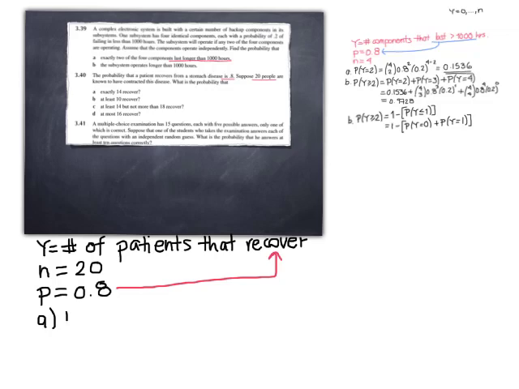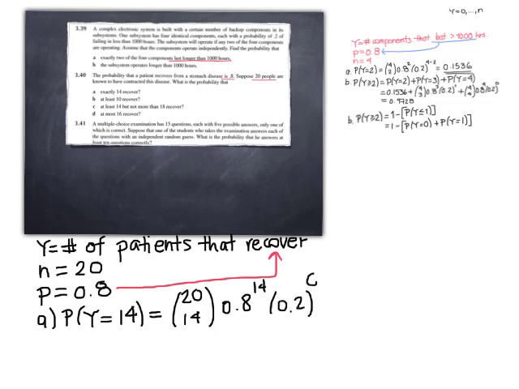question says that exactly 14 recover. So we have the combination 20 out of 14. P, it's 0.8 raised to the power of the number of successes, and 0.2 raised to the complement here, that is 6. So this is going to be equal to 0.1091 here.